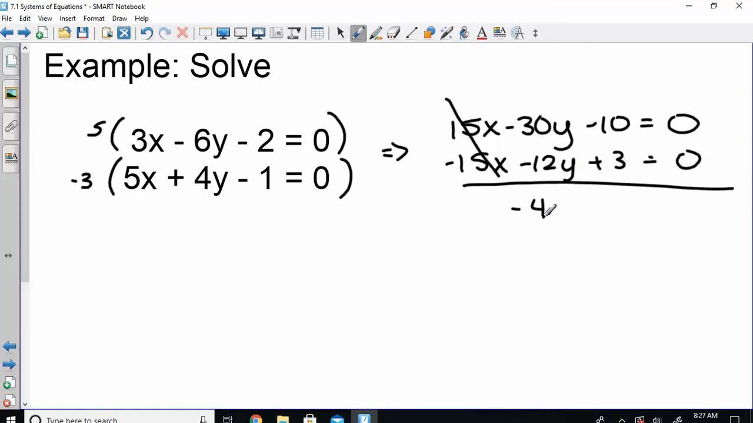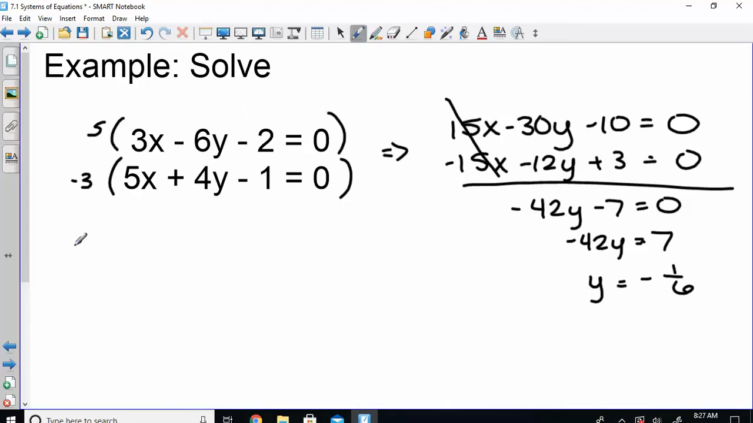Add and those cancel, so we get -42y minus 7 equals 0. Divide by -42 and you get -1/6. I do want fraction over decimal. I don't want you to round a decimal, so just keep it exact.